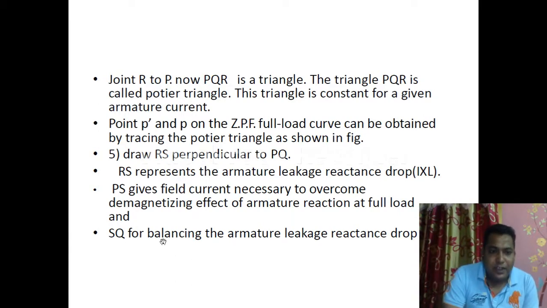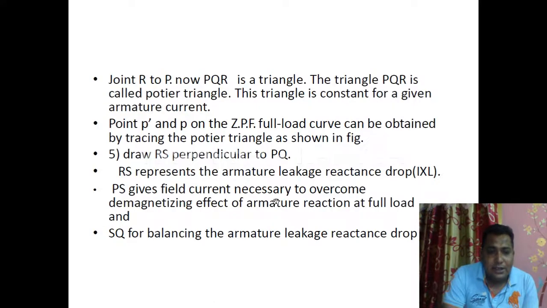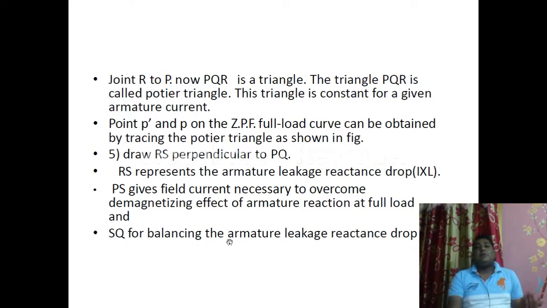So where is the SQ? Let us see. This is the SQ. This is the amount of field current needed for cancellation of the demagnetizing effect. And what is QS? This SQ is for balancing the armature reactance drop, that is the XL, so that it is neutralized.